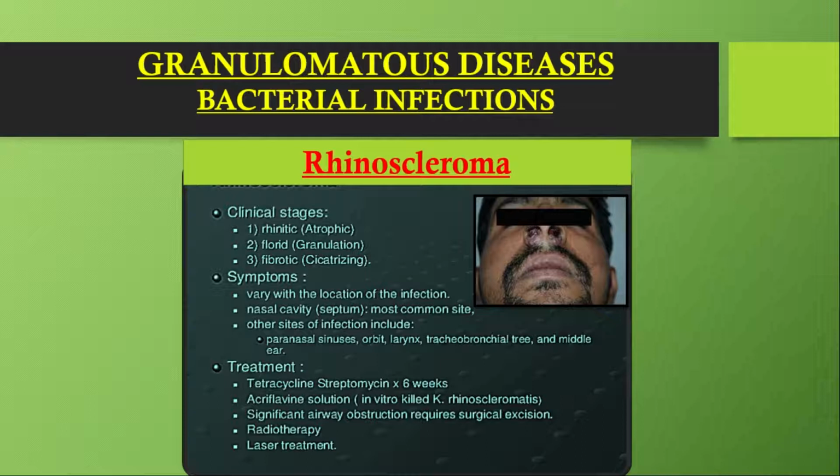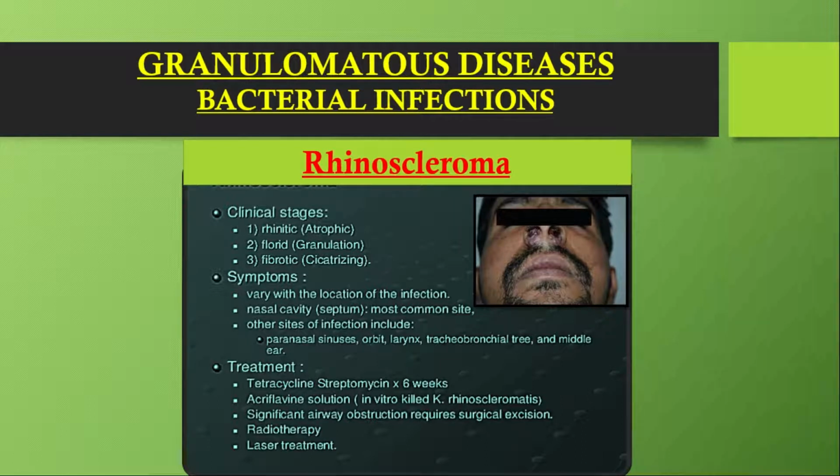Its symptoms vary with the location of the infection. Nasal cavity, septum, which is the most common site. Other sites of infection include paranasal sinuses, orbit, larynx, tracheobronchial tree, and middle ear.